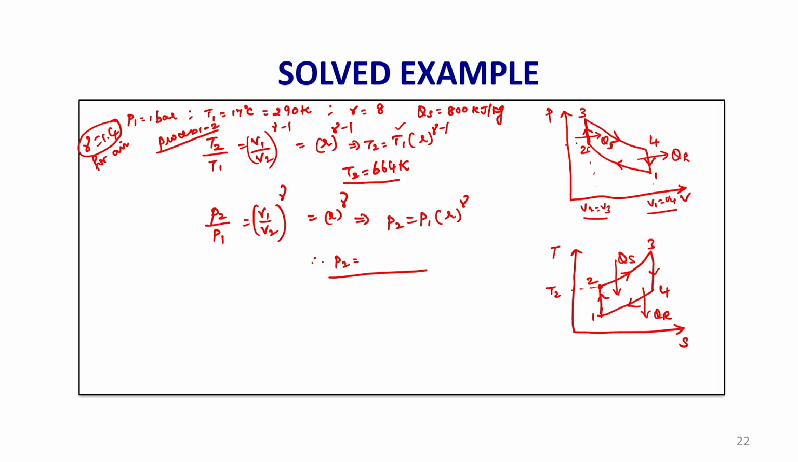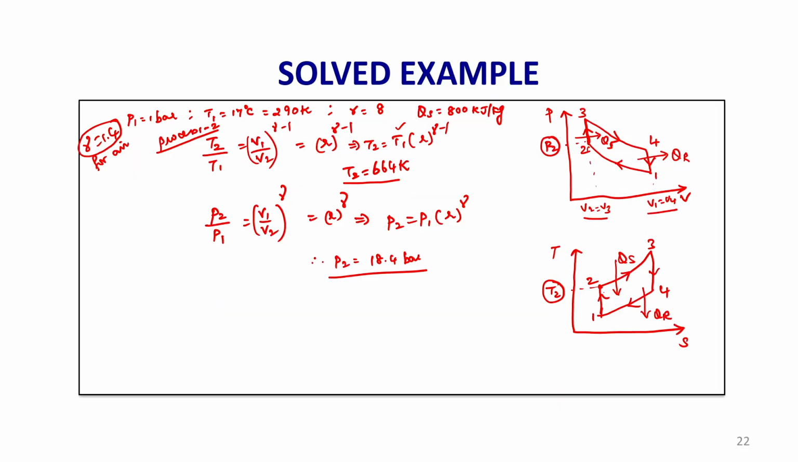So, now I have found P2. P2 is found, T2 is found. What we infer is that during the process 1 to 2, isentropic compression, the pressure has increased from atmospheric pressure 1 bar to 18.4 bar, about 18 times, and the temperature has increased from 290 Kelvin to 664 Kelvin.